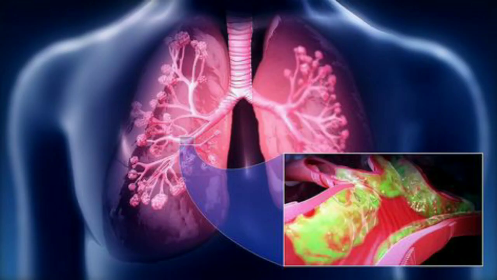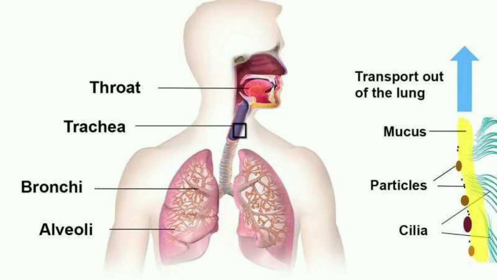Second one is mucociliary system. The role of the mucociliary system is to produce mucus, which traps the foreign materials, and this foreign material is then swept to the upper airway for expectoration. Any defect in the mucociliary system allows the pollutants and irritants to enter and cause inflammation in the lungs.